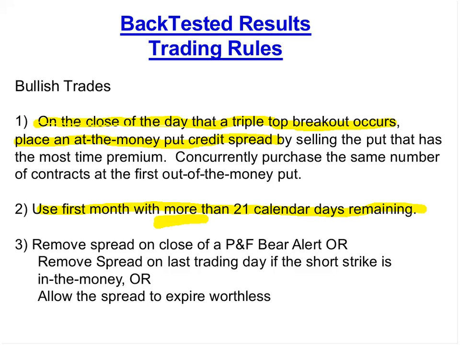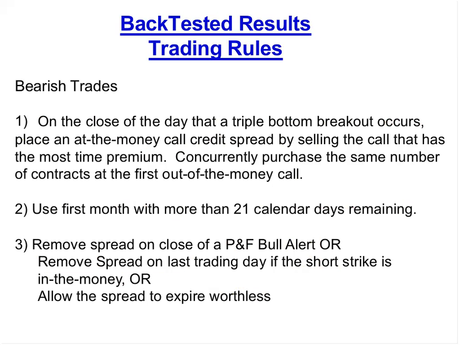We're going to remove it when we get an alert in the opposite direction, or we're going to let it expire worthless. Or on the last trading day, if the short strike is in the money, we're going to remove it and not get assigned. So that's just the benchmark trading rules for us to see if there's an edge here. We invert these rules for the bearish side, and I included a page there for you to take a look at.